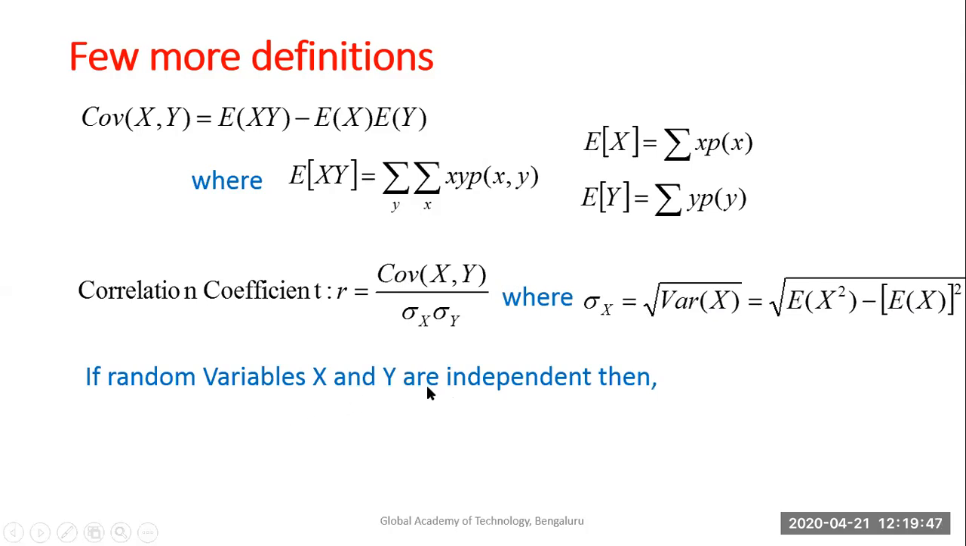Suppose the random variables x and y are independent. There are two ways of testing whether they are independent. One is if the joint probability is equal to the product of the individual, marginal probabilities. So if P of xy is equal to P of x into P of y, then x and y are independent random variables. Or, if x and y are independent random variables, then the covariance of x comma y will be 0. So if the covariance of xy is equal to 0, then x and y are independent random variables.